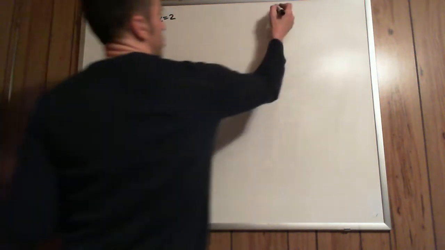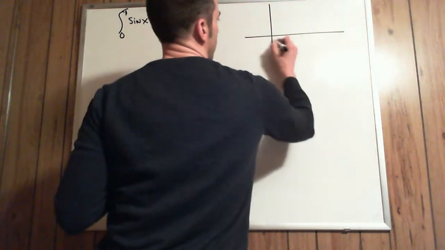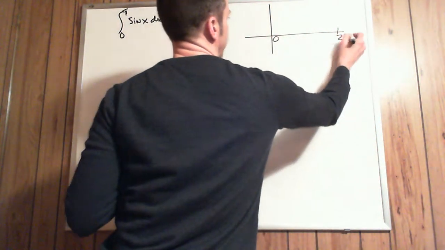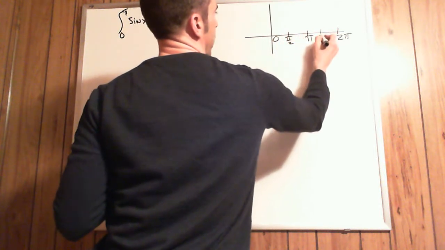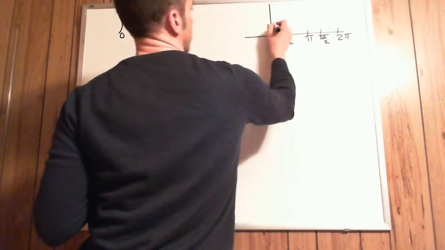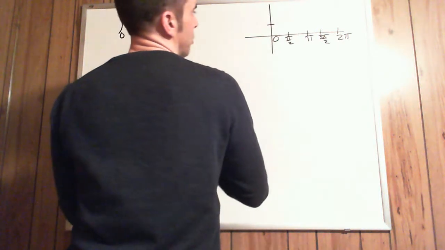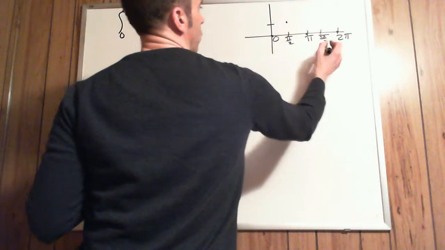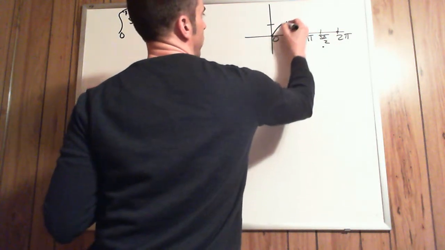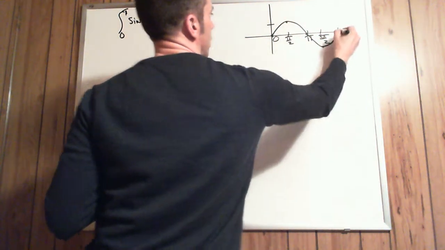So let's remember something about our sine curve from 0 to 2 pi. Half of that is pi, then pi over 2 and 3 pi over 2. The beginning, middle, and end are 0, up at 1, and down at 1. And there is our sine curve.